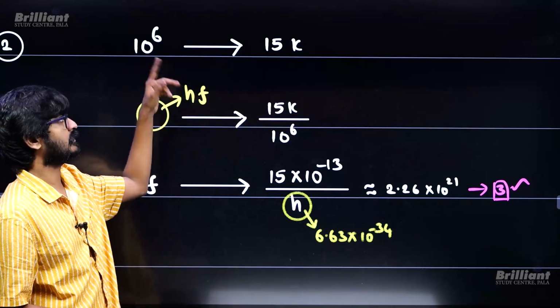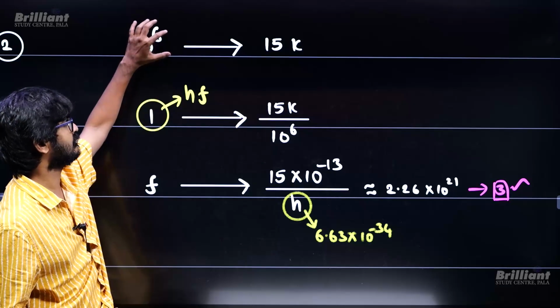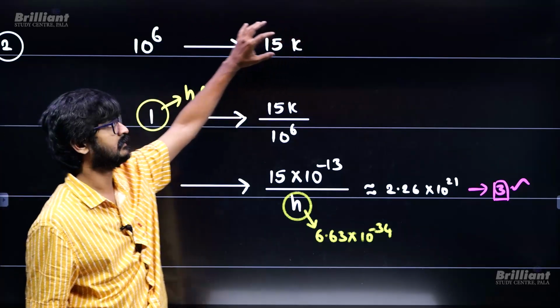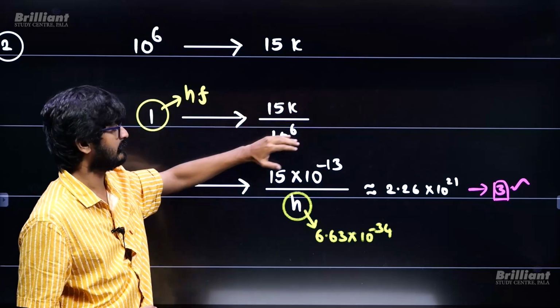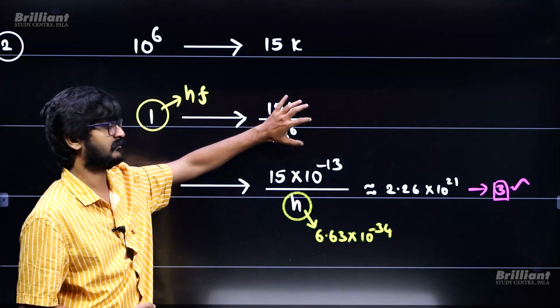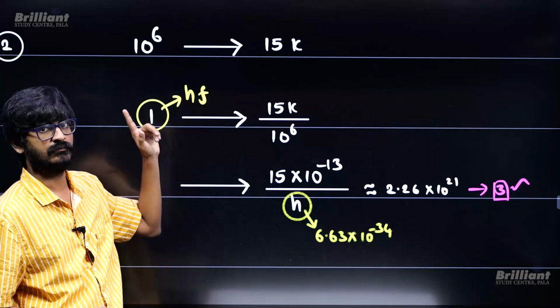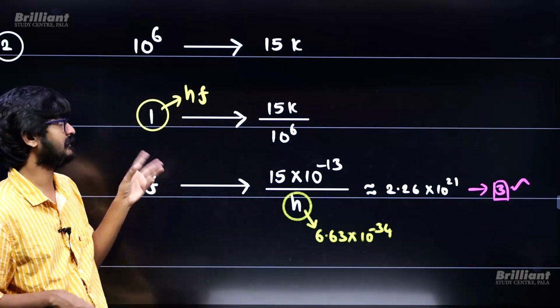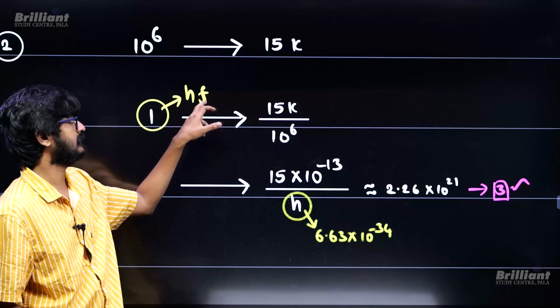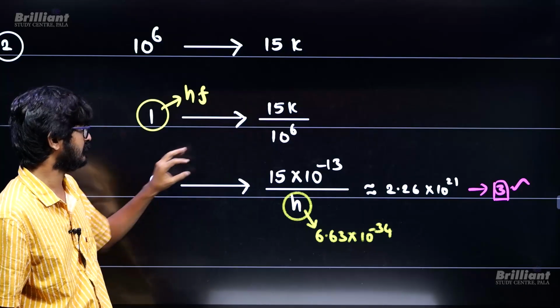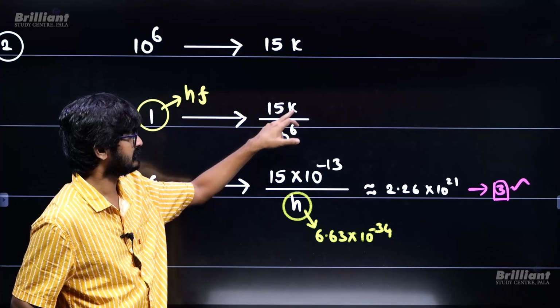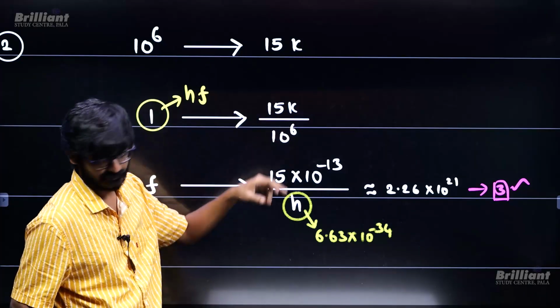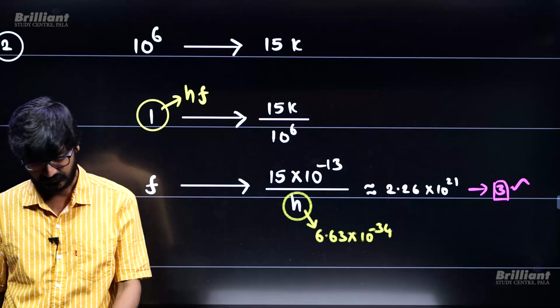So for each photon, how much energy? For 10 power 16 photons, 15 kilojoules of energy. So for one photon, the energy will be 15 kilojoules by 10 power 16. So this much joules of energy for one photon. In terms of frequency, it is h into f. So h into f will be this much, which is 15k by 10 power 16.